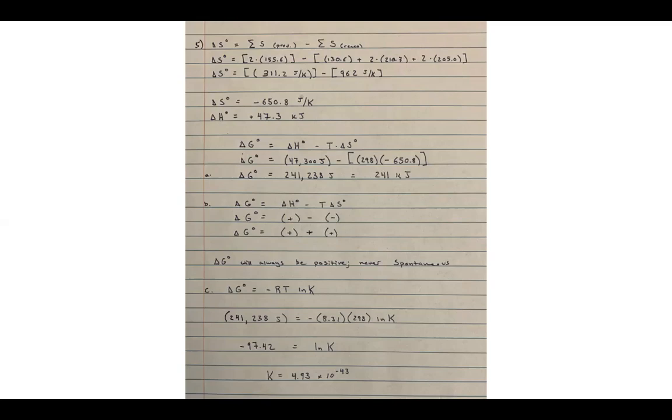Okay, the last step of this problem was just to solve for the equilibrium constant. So again, we're going to use this equation, which we used in the last problem as well. Our delta G naught here was 241 kilojoules, which I just converted to joules, so I used the longer joule version. That's going to be equal to negative R, 8.31, times temperature, 298, times the natural log of K. Through algebraic manipulation, we can find that the equilibrium constant should be 4.93 times 10 to the negative 43rd.